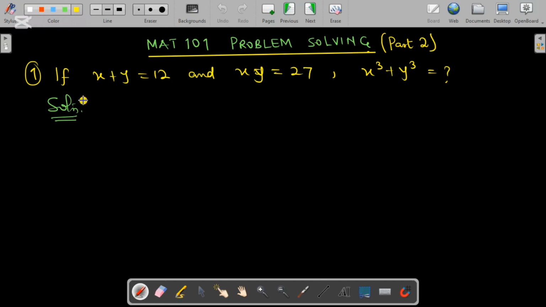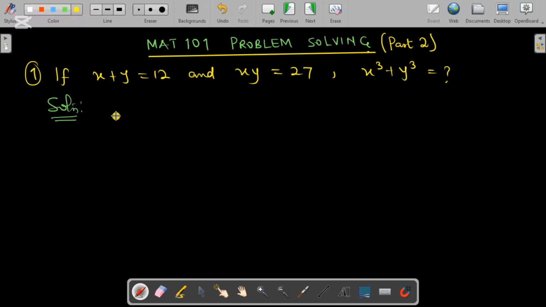Alright, so the first one says that if x plus y is 12 and xy is 27, we should find the value of x cubed plus y cubed. Okay, and then how do you go about this? This is a very straightforward thing.